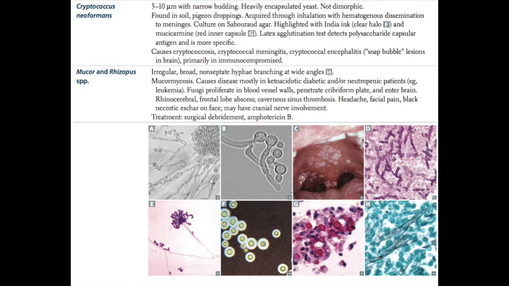The next species is Mucor or Rhizopus. They cause mucormycosis. This is a mold with irregular, non-septate hyphae branching at wide angles in contrast to Aspergillus. So the disease is mostly in ketoacidotic diabetes and in leukemic patients is where we see this fungus. These fungi can also proliferate in the walls of blood vessels and cause infarction and necrosis of distal tissue. So we can see rhinocerebral frontal lobe abscesses as well. Looking at the right now and contrasting all of these fungi, we see the Mucor here, again, irregular, broad, non-septate, branching at wide angles.